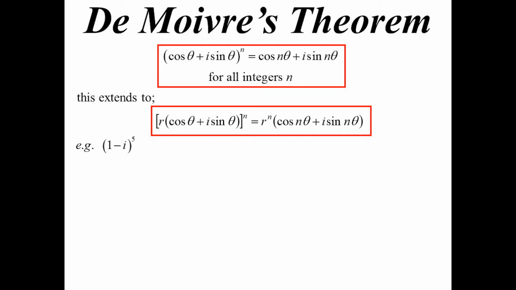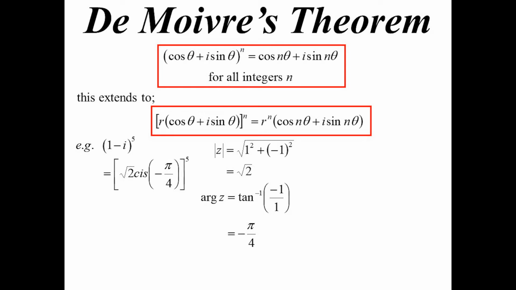So if we want to find (1 minus i) to the power of 5, yes, we could expand the whole thing out. But this particular one's not too bad because, well, we know the modulus is root 2. The argument becomes minus pi on 4. So if I change that into mod arg form, I get (root 2 cis minus pi on 4) to the power of 5.